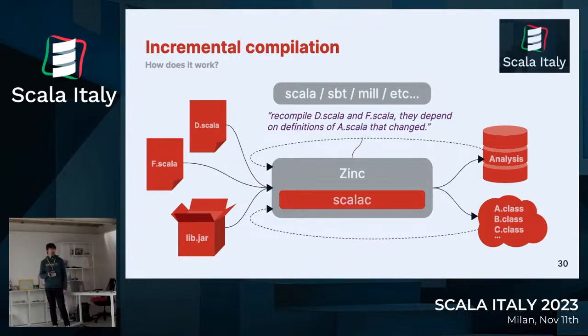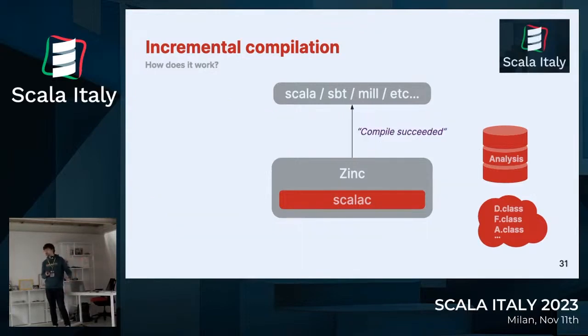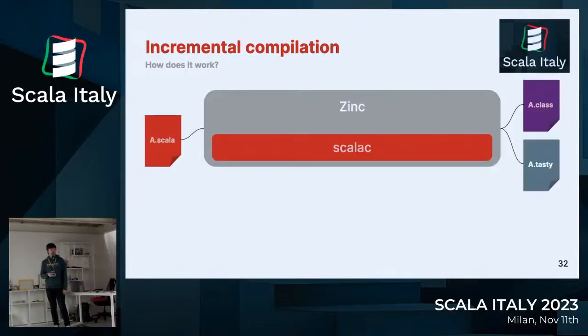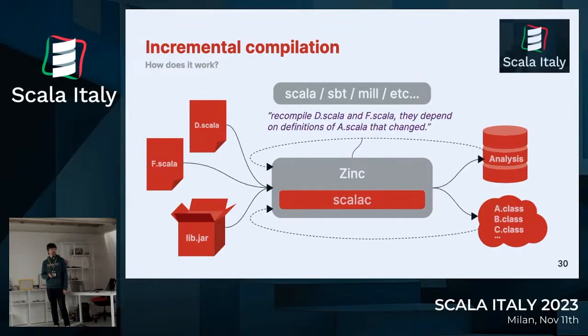Then once we've done that, the analysis has changed, and we could detect that actually D and F use definitions from A, so they have to be recompiled again. And this is basically a loop that keeps continuing until no more changes are detected. And then we go back to the build tool and say, oh, actually, the compilation's done, we're fully done. And yeah, the goal of this big loop is that even though we're potentially doing several compilations, in theory, it should be quicker than running like 1,000 files all from scratch.